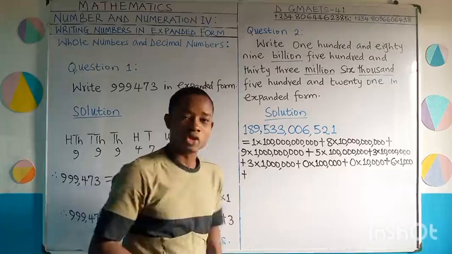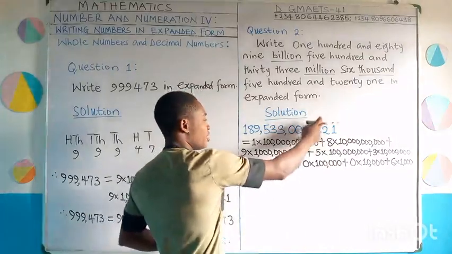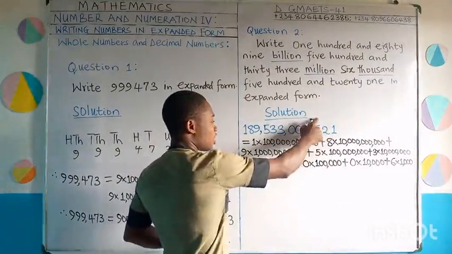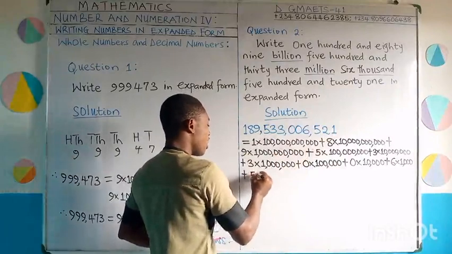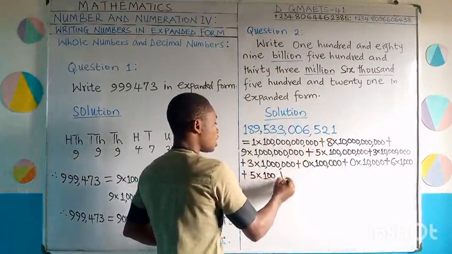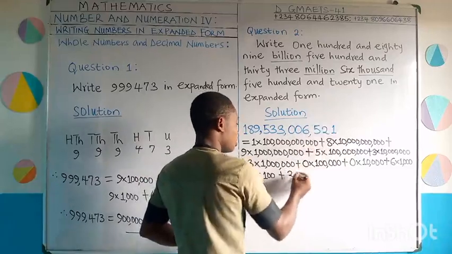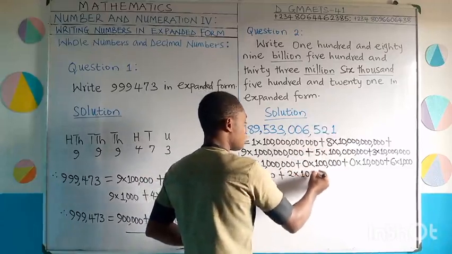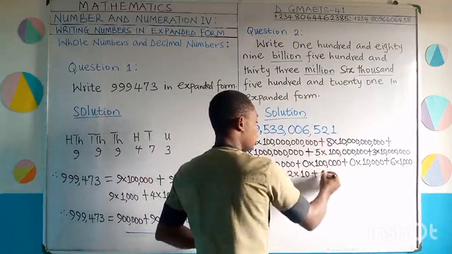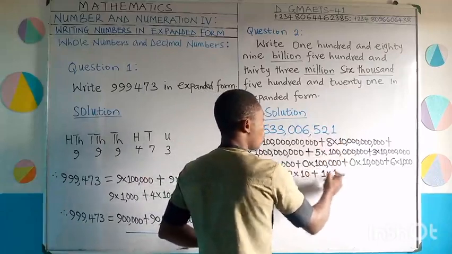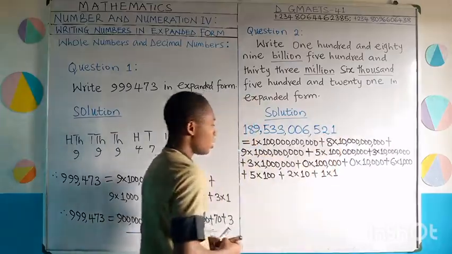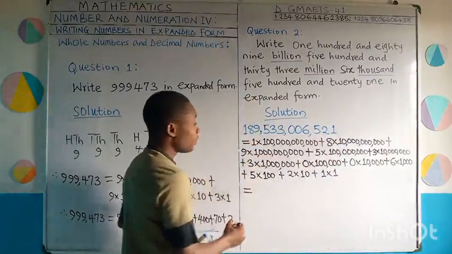Let's now move down to our hundreds, tens and units. 5 is under the place value of hundreds, so it's going to be 5 times 100. And then plus 2 is under tens. The standard value of tens is 10. Plus 1 is under units. The standard value of unit is 1, so it's going to be 1 times 1. Alright, let us get the value and see.